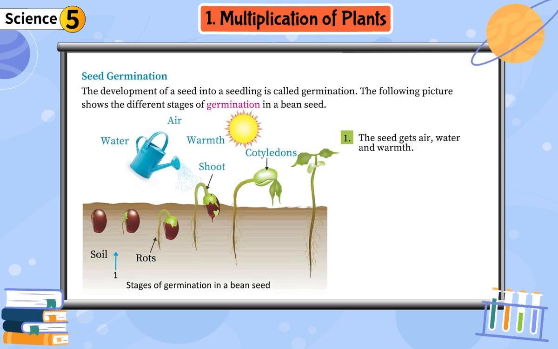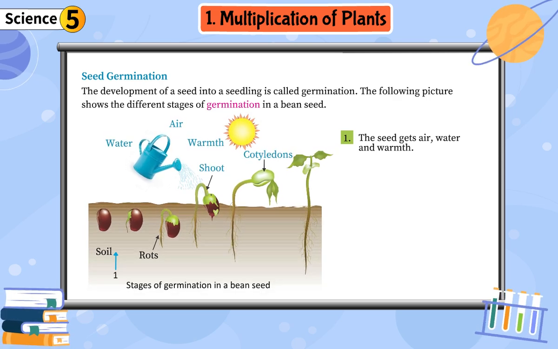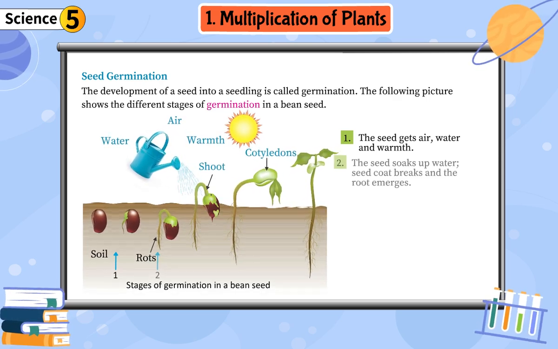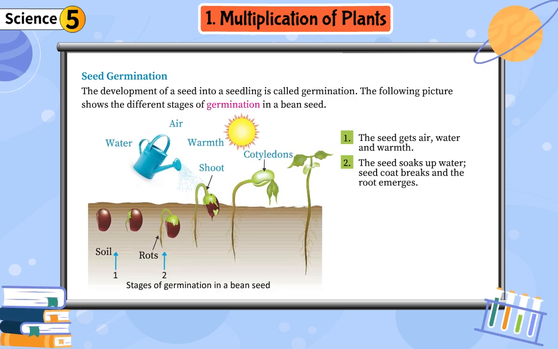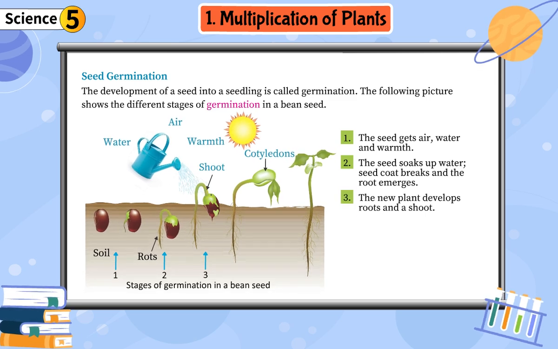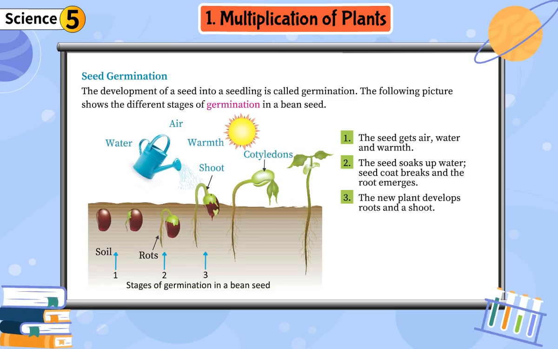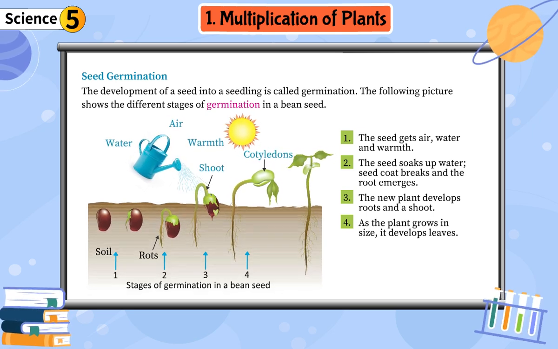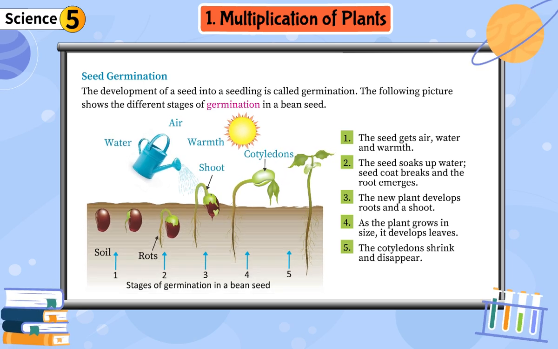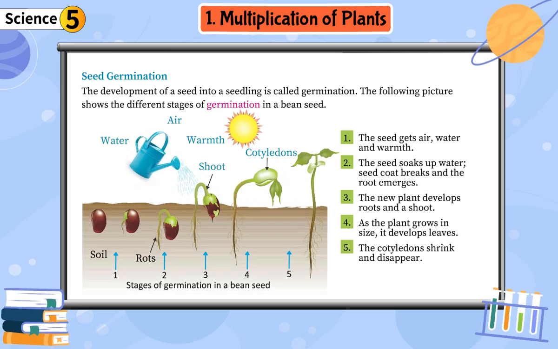Stage 1. The seed gets air, water and warmth. Stage 2. The seed soaks up water, the seed coat breaks and the root emerges. Stage 3. The new plant develops roots and a shoot. Stage 4. As the plant grows in size, it develops leaves. Stage 5. The cotyledons shrink and disappear.